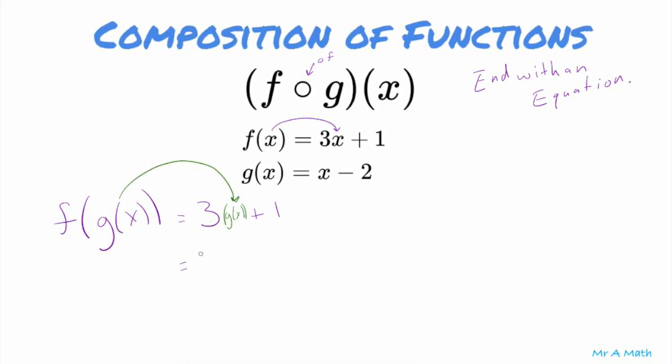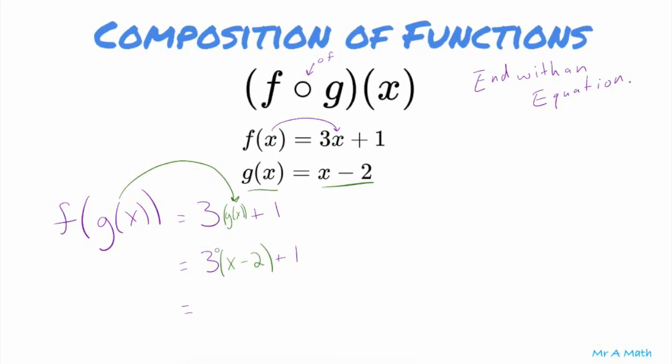I have 3 times g of x. Well, what is g of x? I see right here that g of x is equal to x minus 2. So instead of writing g of x, I'm just going to write x minus 2, and then that's all still plus 1.